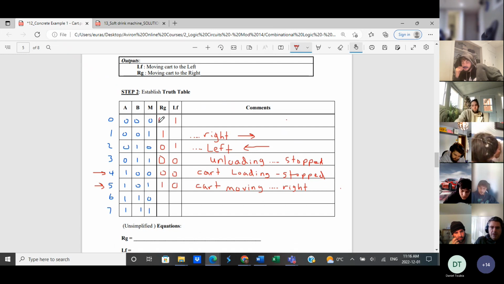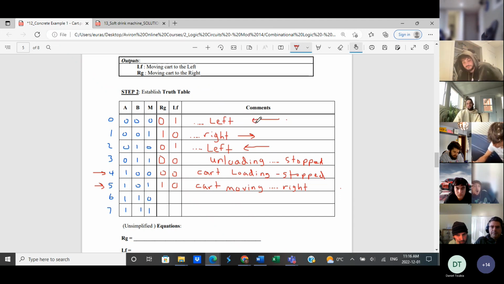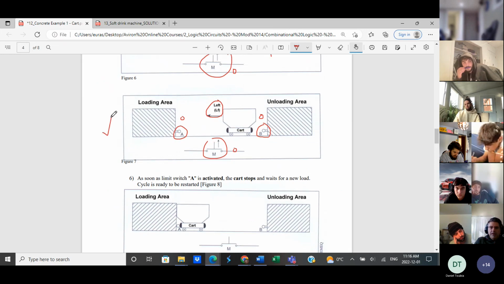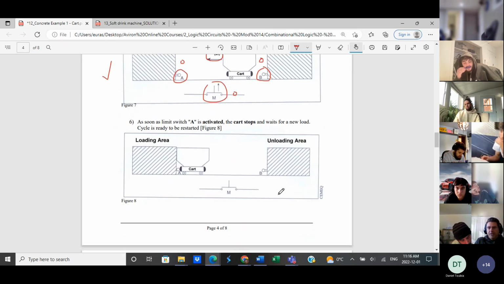And if it's going left, it cannot go right. I forgot to put a 0 here before, but it's the same thing. Before it was going right. So if it's going left, it can't go right. So it's going left. Done. Going left. The next picture or scenario is it gets back to the loading area where A is active again.